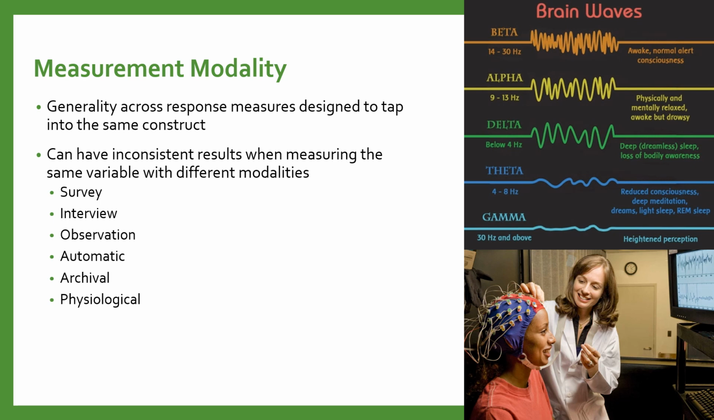So if you look here, right, you put on a cap to measure your brain waves, but how well do those beta, alpha, delta, theta, and gamma waves translate to the things we think they do, right? So if you have more beta waves, does that really mean that you are more awake and that you're more alert, more conscious? Hope so, especially if you're using that as a measurement of being alert in a research study.